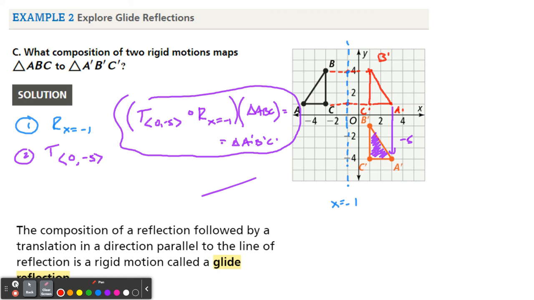This is what we call a glide reflection, if you look down here. So a glide reflection is a composition involving a reflection first, followed by a translation second, but typically this translation is parallel to the line of reflection. It's called a glide reflection. Not a big deal, but something to know.